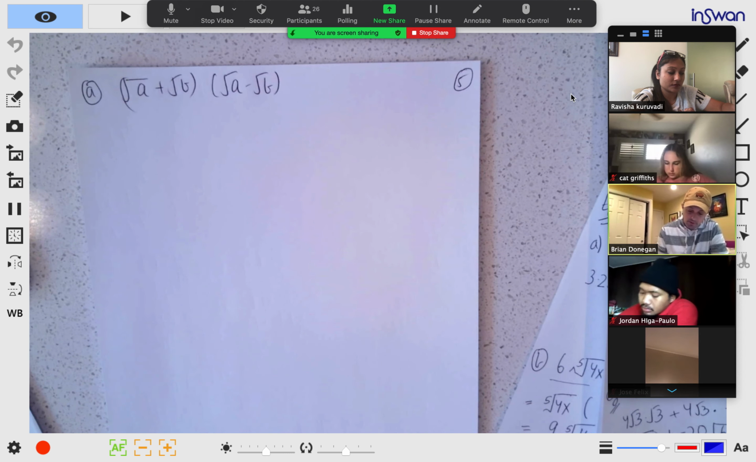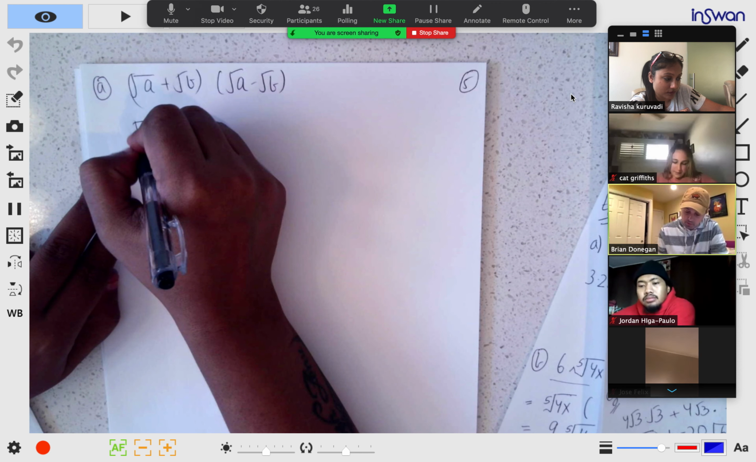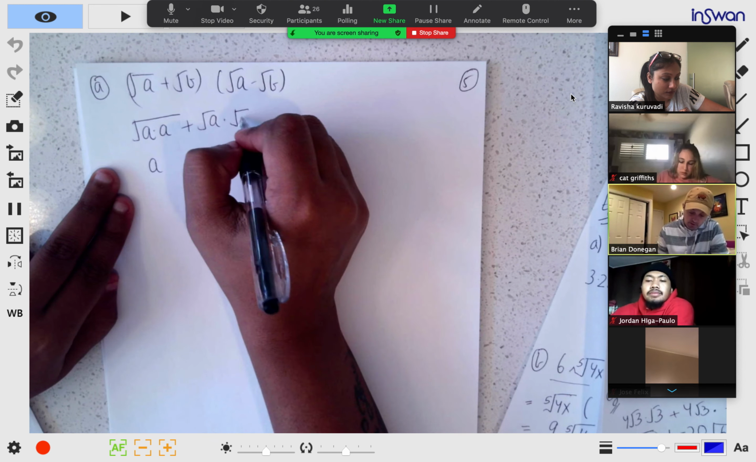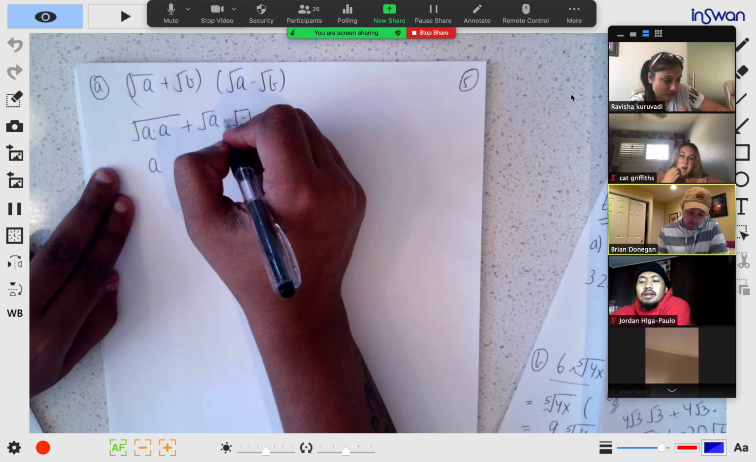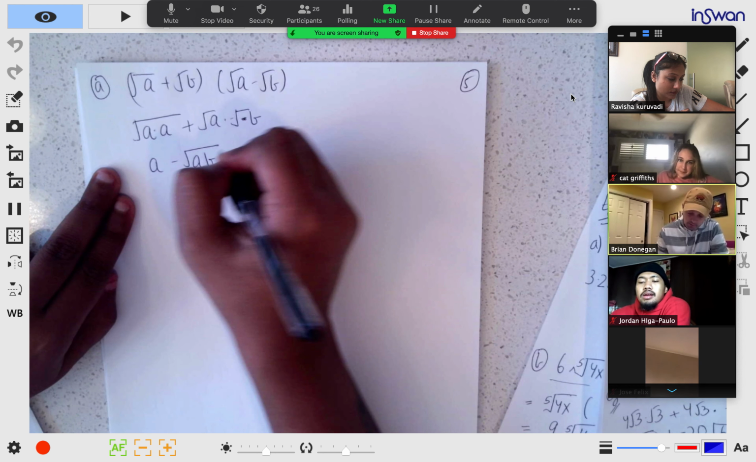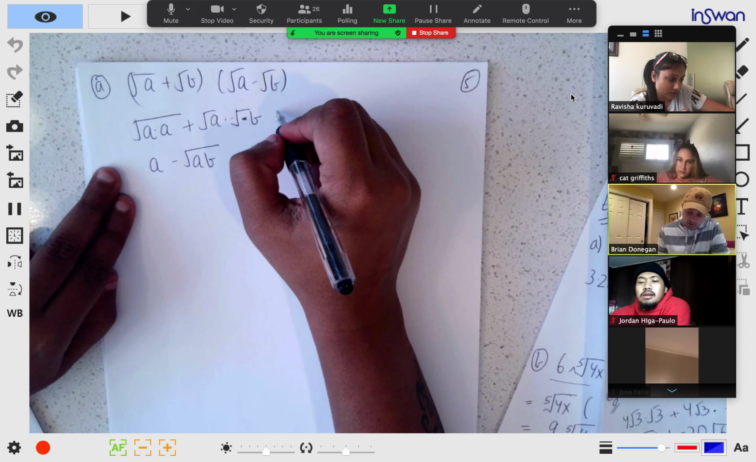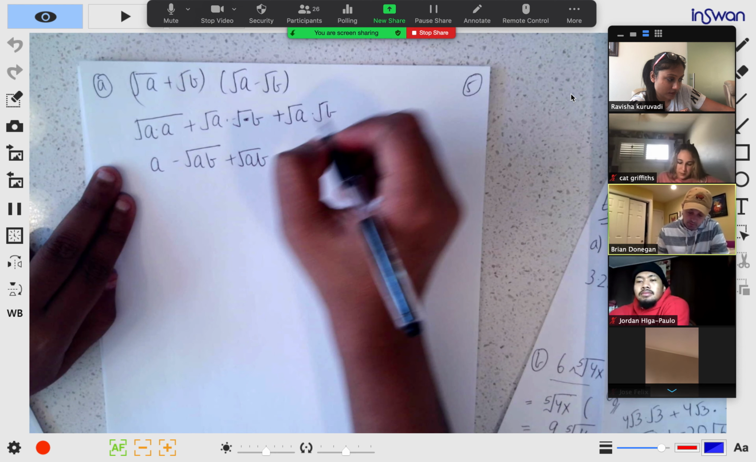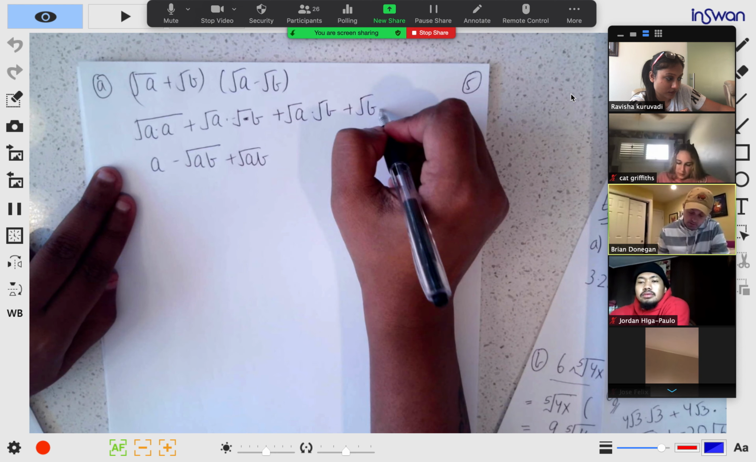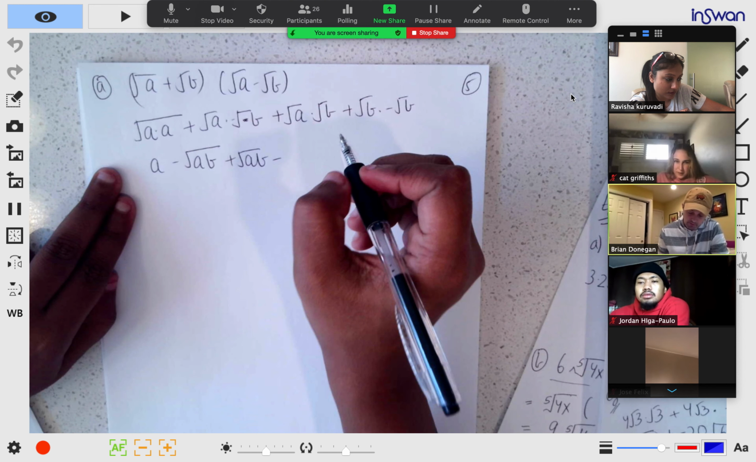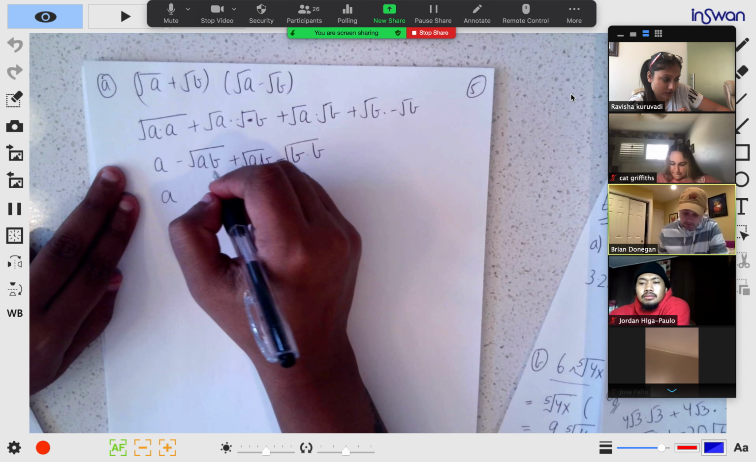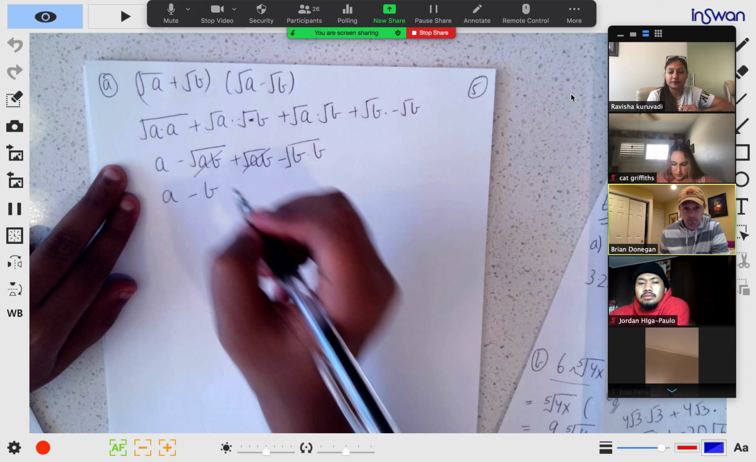So the first term is going to be square root of a times square root of a, which gives you a. The second term is square root of a times negative square root of b, so that's minus square root ab. The inner term is going to be the positive square root ab, and the last term is square root of b times negative square root of b, which is negative b. So the negative square root ab and the positive square root ab cancel each other out, and you're left with a minus b. Perfect. Good.